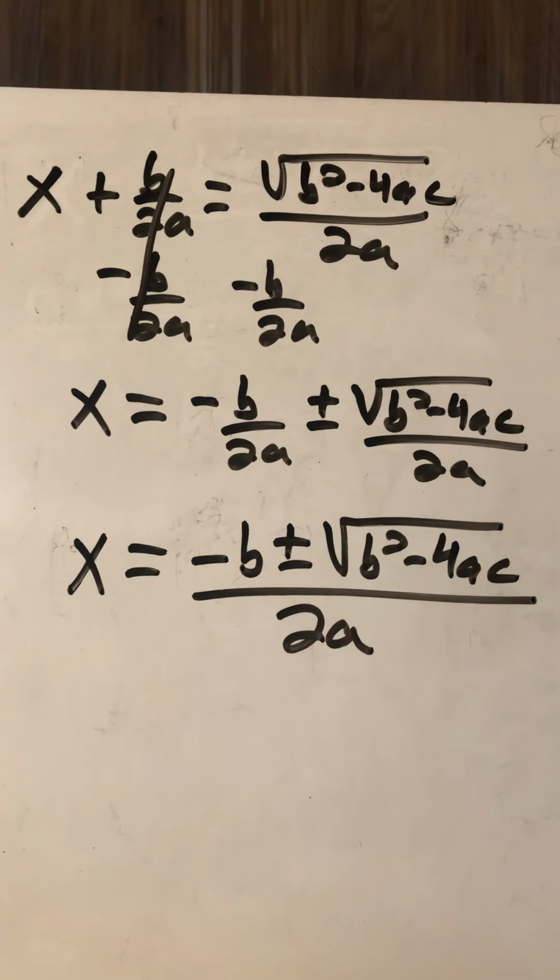And there's a song you can remember that will help you learn this. You've got x equals negative b plus or minus square root b squared minus 4ac all over 2a. And it's to the tune of Pop Goes the Weasel, so it's easy to remember.